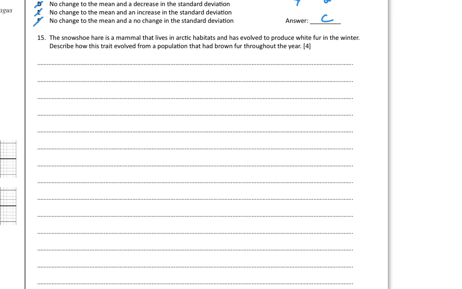But crucially, for the first marking point, you need to talk about there being a mutation. So there's a mutation that causes a new white fur allele in this example. Yeah, a white fur causing allele. You need to talk about a mutation in an individual causing the white fur. That's our first marking point.